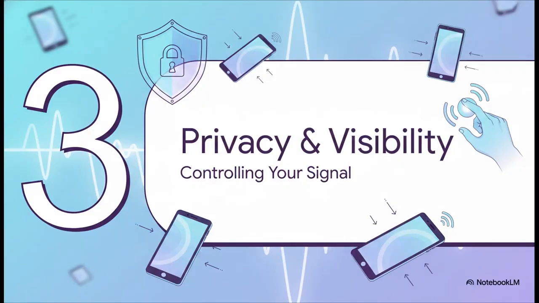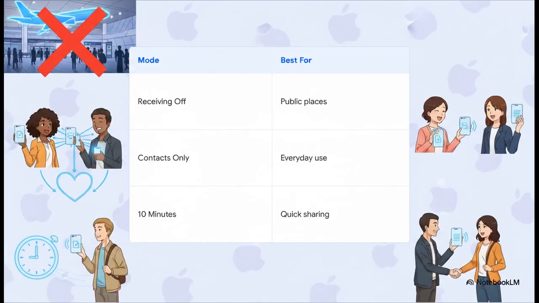That brings us perfectly to Section 3, privacy and visibility settings, controlling your signal. To keep you secure, Apple provides 3 distinct visibility modes. First up, there's receiving off, which means exactly what it sounds like. Nobody can send files to you. This is highly recommended for public places, airports, or conferences where you really don't want random pings.